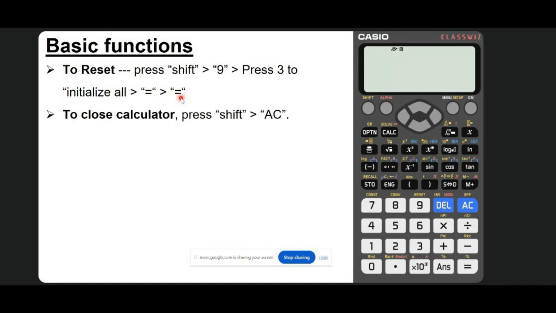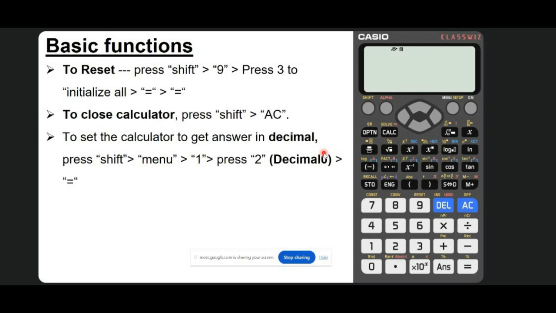Then you press the equal sign, and the equal sign twice. To close the calculator, if you don't want to use it anymore, you can press shift and press AC, because the off button is also yellow color. So you need to press shift to turn off your calculator. Shift, then AC. Okay. If you have a problem, you can tell me to stop.